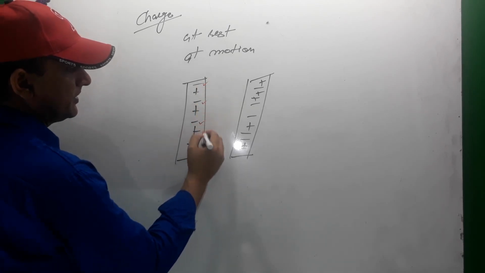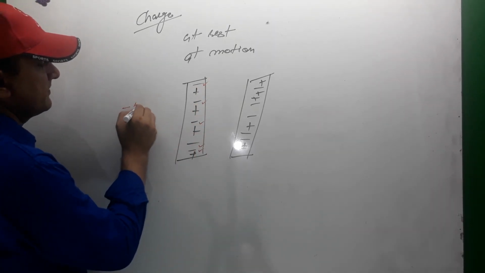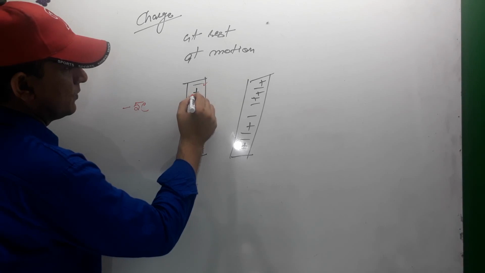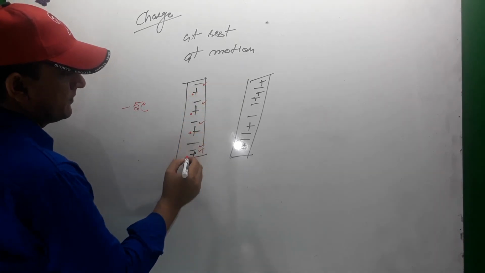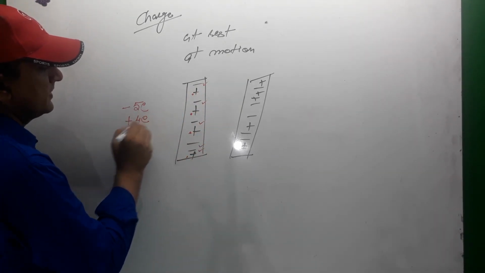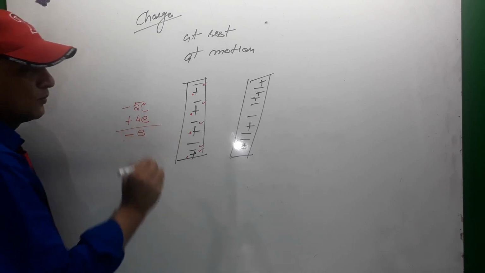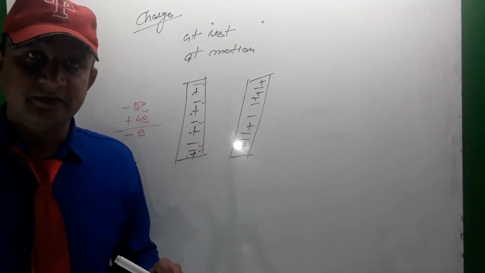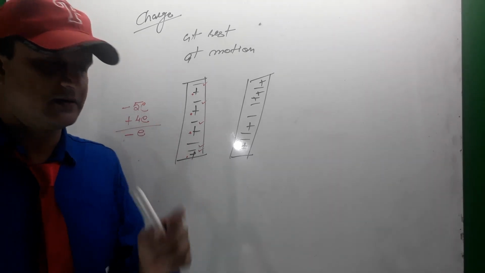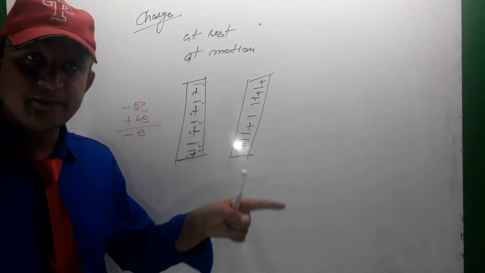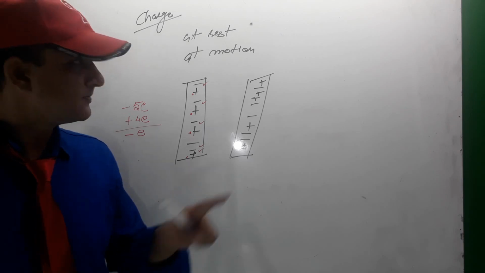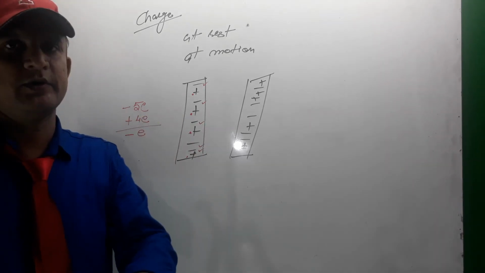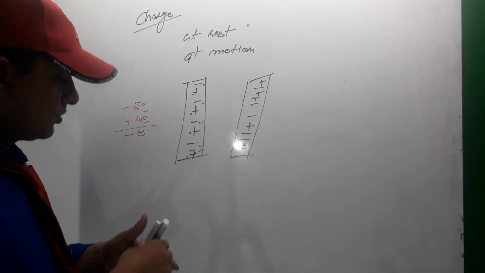1, 2, 3, 4, 5. Minus 5 electrons. 1, 2, 3, 4. 4 positive. What is remaining? Here remains 1 negative electron, meaning negative charge. So this body is a negative body and will be known as heavier body. And so on.